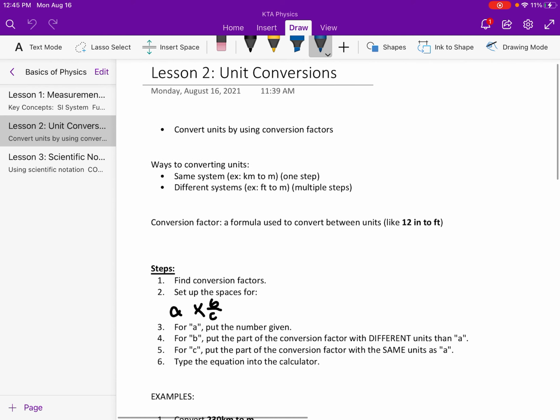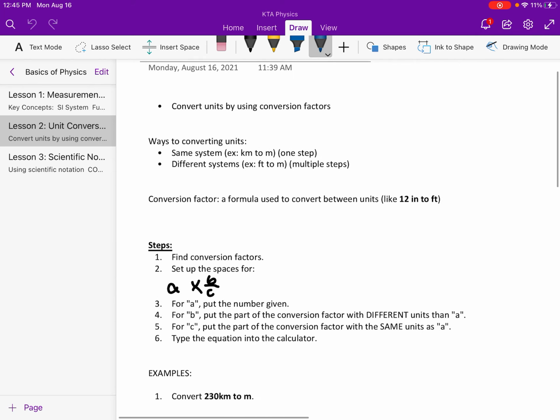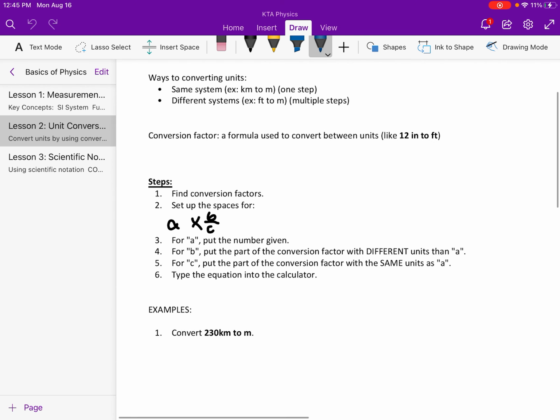Unit conversions are something you've probably done before, but it's good to remember how to do it. There are different ways to do that, but here is the most simple way. We're going to see how to convert units by using conversion factors.